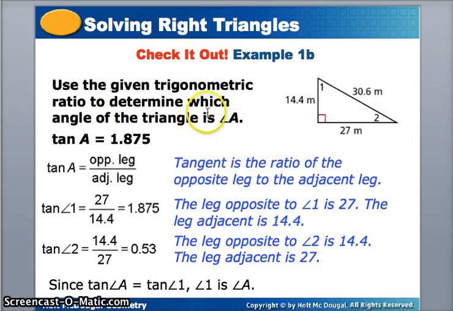Alright, so for B, again we're using the angle A, so the tangent of our angle is 1.875. Remember, tangent is the opposite side over the adjacent side, and our two sides again are 14.4 and 27. Since this is greater than 1, let's check first 27 divided by 14.4. It's 1.875. That 27 is opposite of angle 1, so the tangent of angle 1 is 1.875.